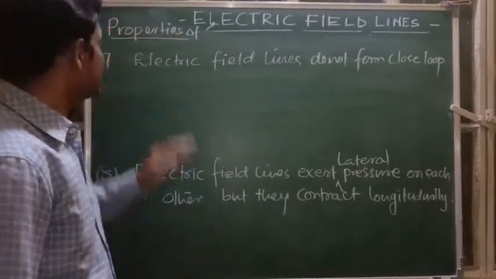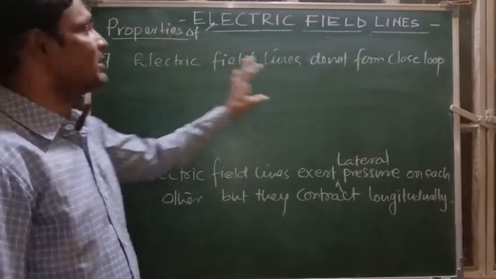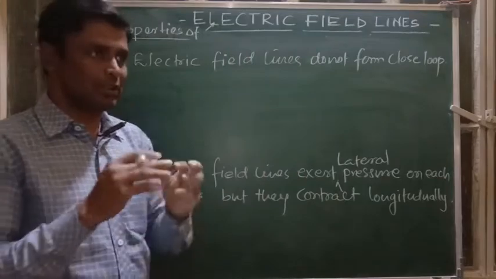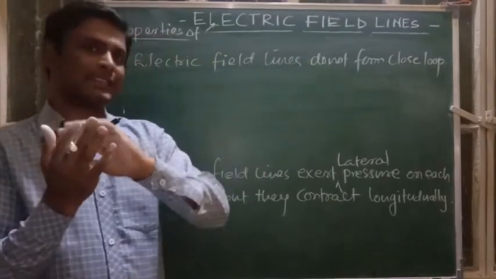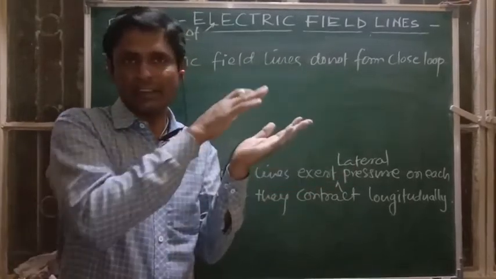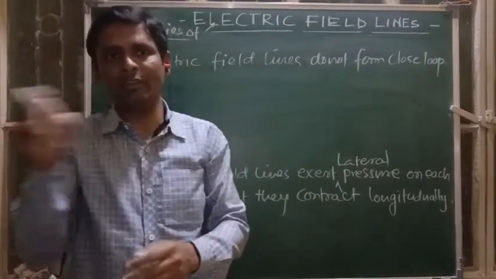Seventh property of electric field lines: electric field lines do not form closed loop. Magnetic field lines form closed loop, because outside a magnet they move from north to south, but inside it is south to north, and they can form the closed loop.